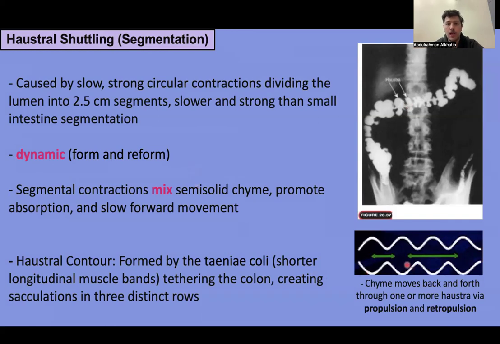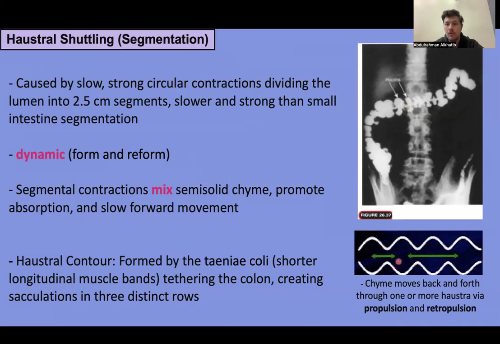Now, you may question why in the segmentation the chyme can move back and forth. The reason is, as we have mentioned, we are not interested in pushing the chyme to the rectum, right? We are interested in the absorption.